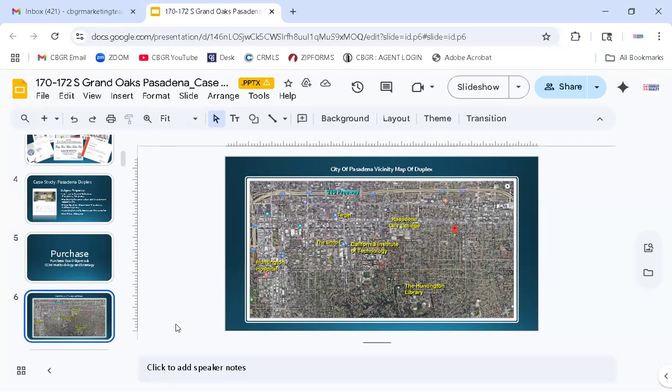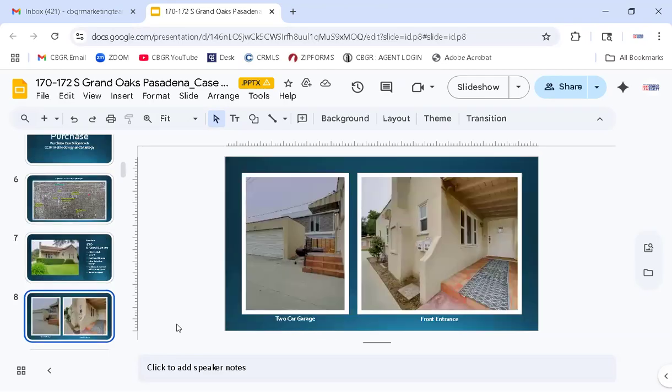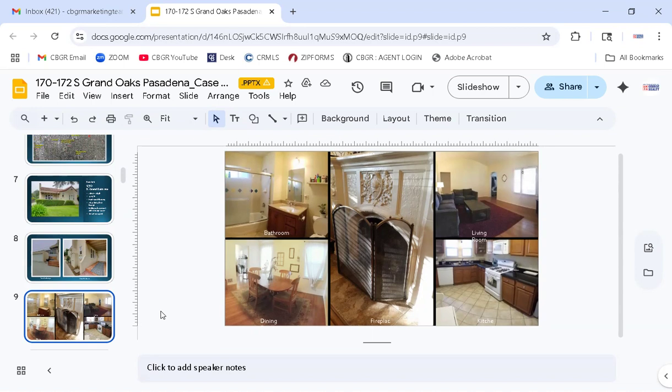Now, the next slide. This is a picture of the front. Next slide. This is a picture of the entrance to the duplex in the front and the garage. Next slide. This is a picture of the interior of the duplex in front, of 1 bedroom, 1 bath. It's a very nice home. I wish I didn't sell it, but you know, life goes on. Next slide. There's the living room, fireplace, dining room, bathroom. Next slide, please.